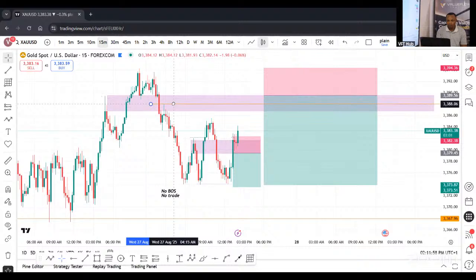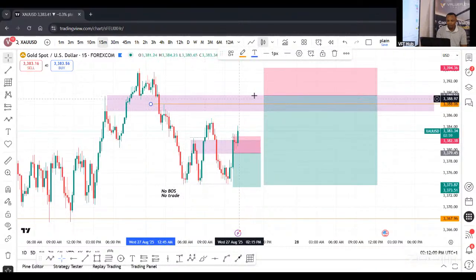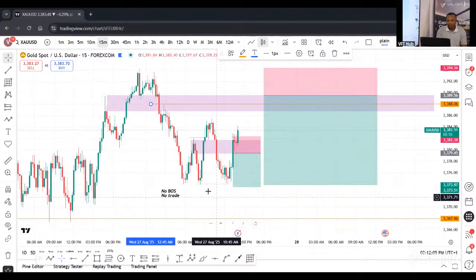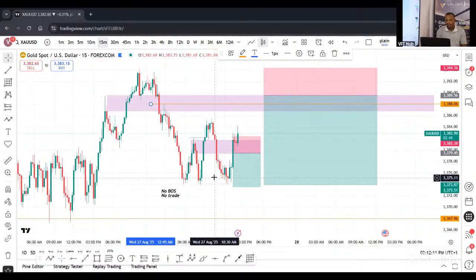So, we want to see gold come take out this high. The moment it takes out this high and trades into this region, we're expecting a sell-off to the downside. And of course, it has gone ahead to create some liquidity for us here that we'll be targeting when price starts coming to the downside.